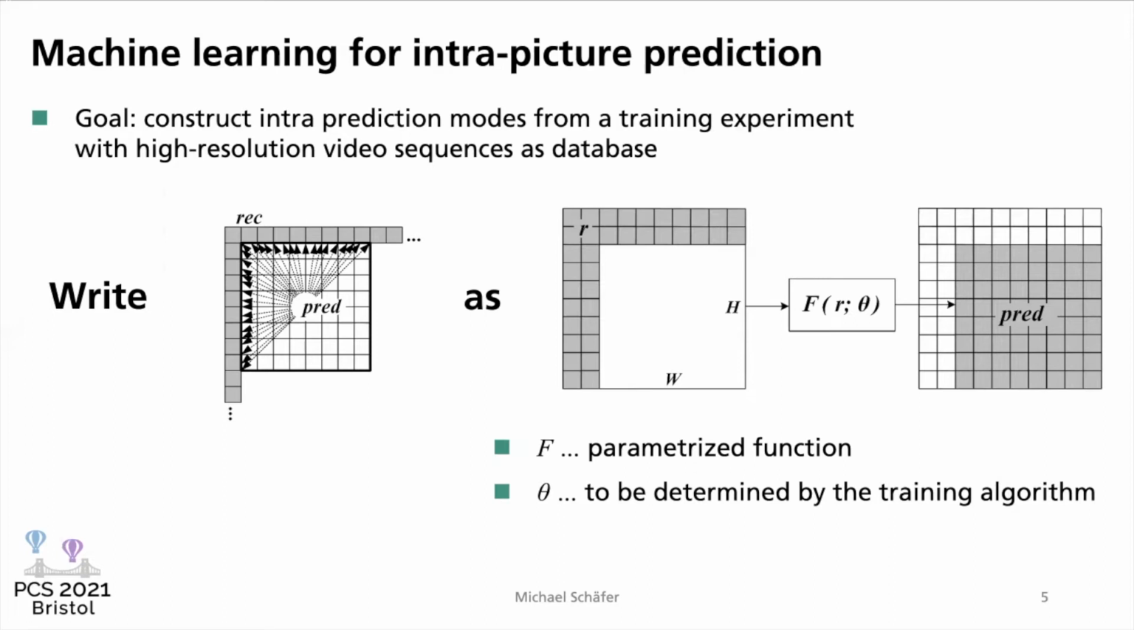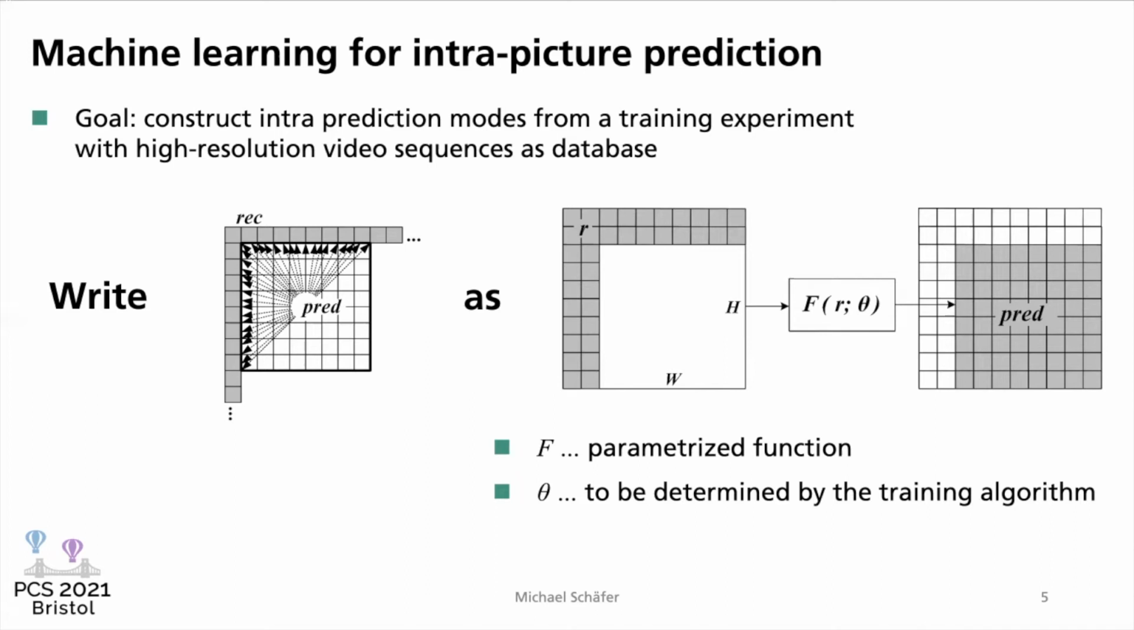As a novel approach, our research group at HHI has investigated whether entirely new intra-prediction modes can be derived from a training experiment, given a suitable and large video database. Note that the conventional angular and planar prediction modes from HEVC can be written as linear functions. When we allow the prediction to be any function f, say a neural network with weights theta, to be optimized, we may substantially improve the prediction accuracy.